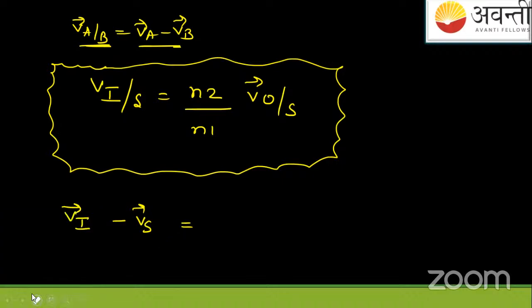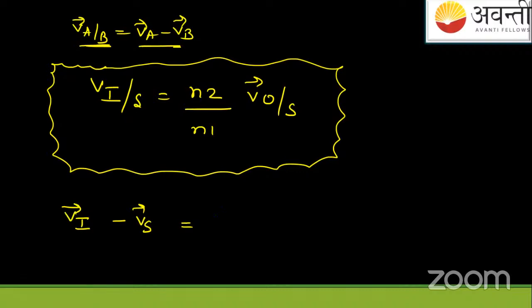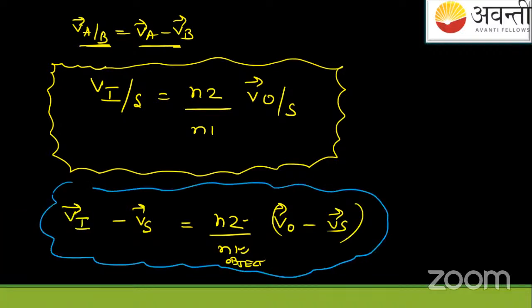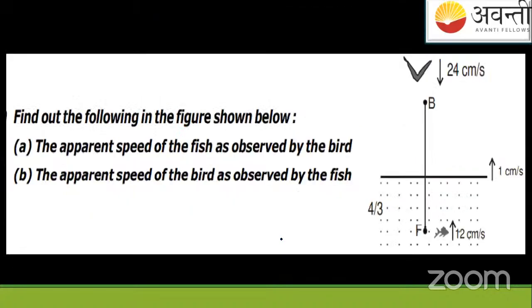We know this thing already. This is n2 upon n1. N1 is from where the ray is coming, the object. N2 is air there. This equals velocity of object minus velocity of surface. So this formula, students, you have to remember to solve the questions based on the velocity of object in a refraction case. Got it? Is that okay? Yes.